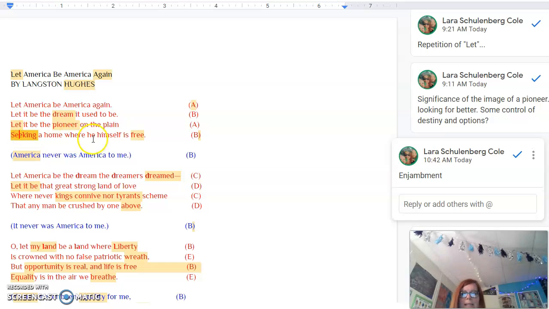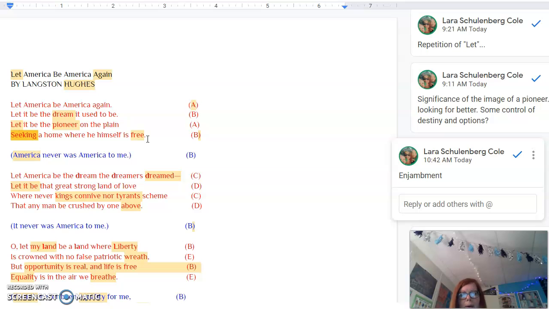And then we see the technique of enjambment. Let it be the pioneer on the plain seeking a home where he himself is free. Enjambment is the linking or continuing of one line onto the next. You notice these two lines stop at the end of the line. This third and fourth line enjamb, meaning they continue on.